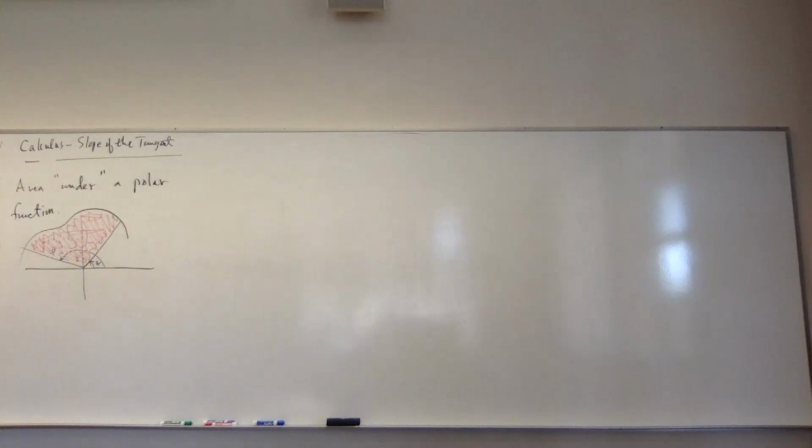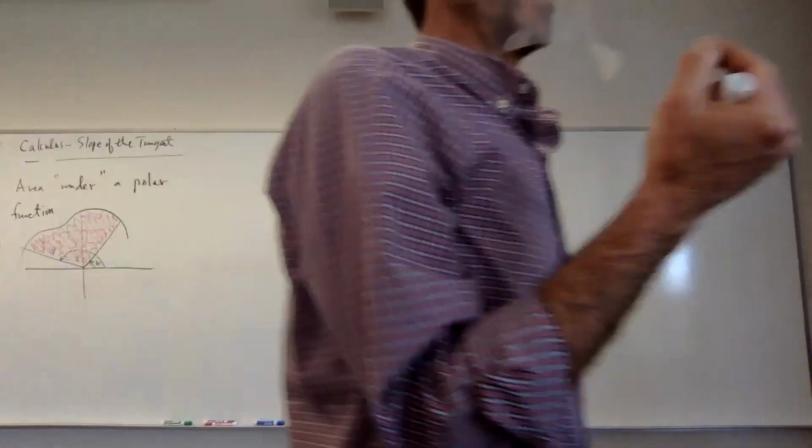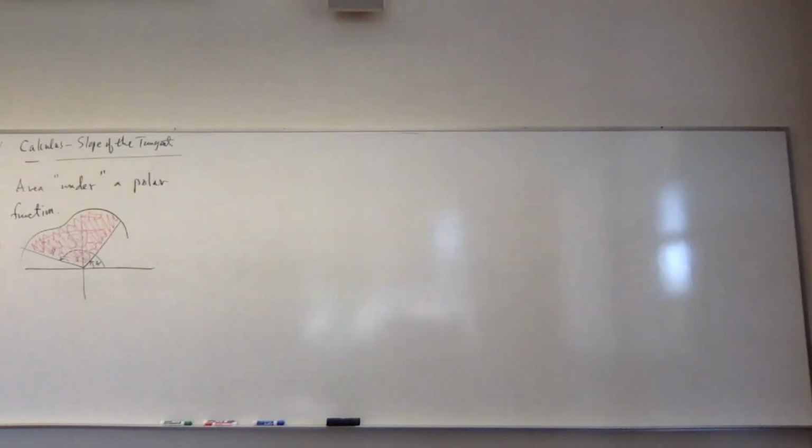In Calc 1, we learned that to get area, you just need to integrate the function. But remember, that's with a rectangular function, where we could approximate the area under the curve with rectangles, whose height was the function, whose width was delta x. And so we needed the delta x for the Riemann sum, and just the function showed up.